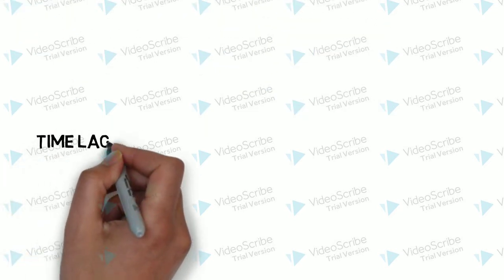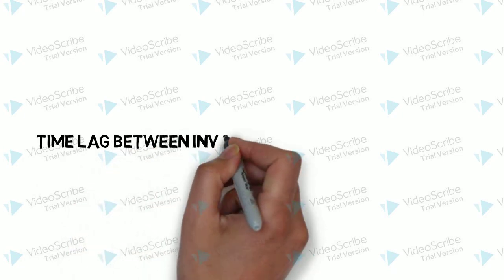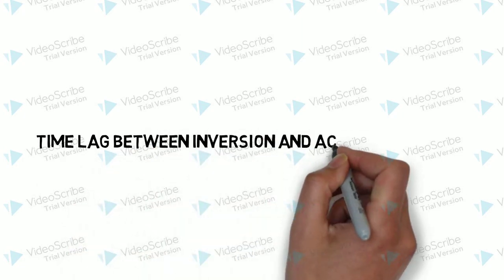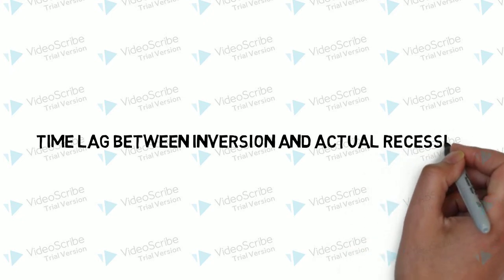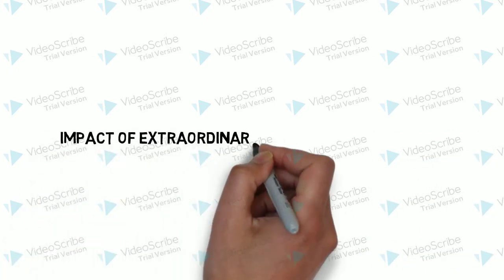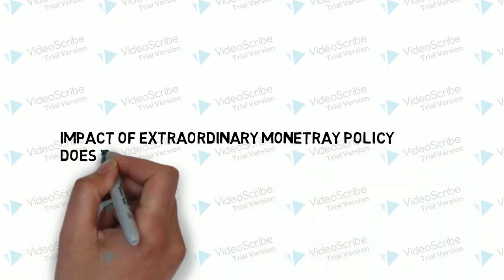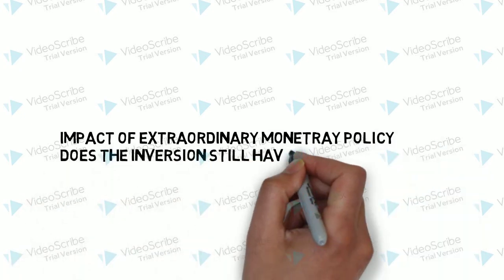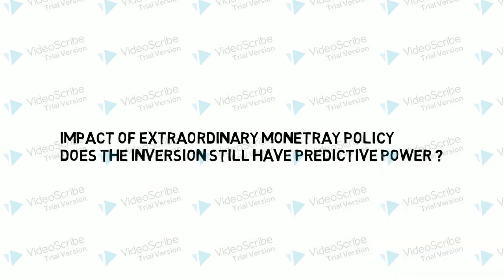Though the yield curve inversion has predicted recession accurately each time it has occurred, there has been a considerable delay between the inversion and the actual occurrence of recession. Also, with extraordinary monetary policies and large printing of US dollars, does the inversion of 10-year and 3-month bonds still have predictive power? Only time will answer.